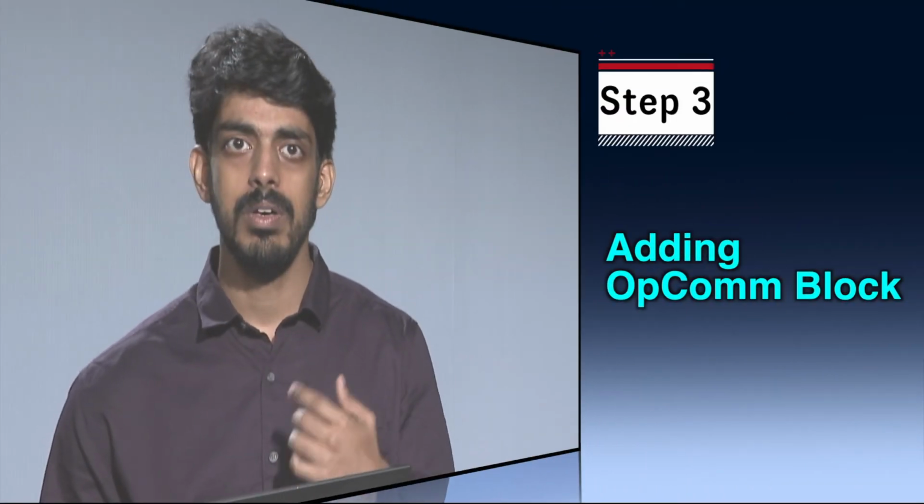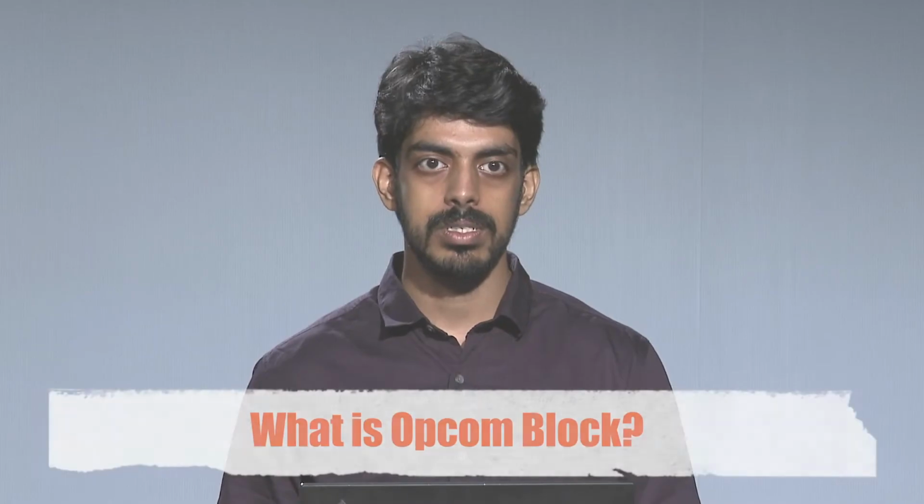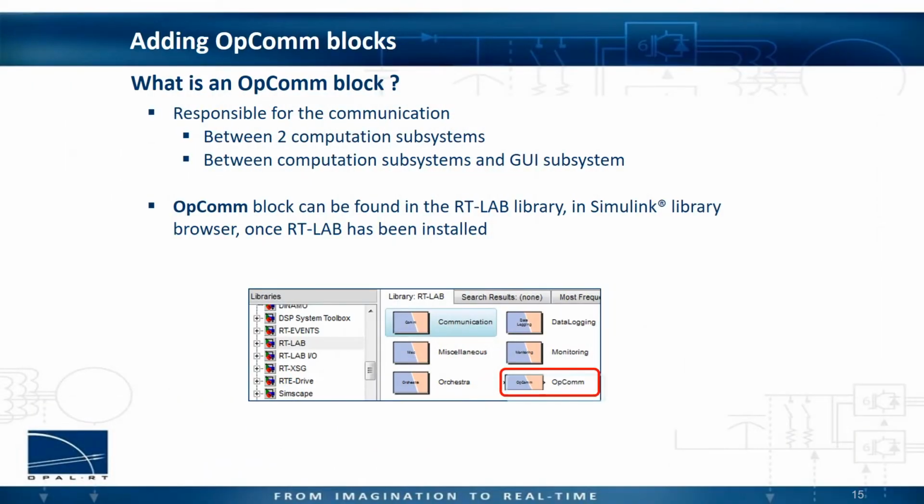Now, adding OpCom blocks. The next step is adding OpCom. First step was making the subsystem, second was naming, third was adding OpCom blocks. So what are OpCom blocks? Basically they establish communication between master and slave or master and console. The communication between master and console is asynchronous, but the communication between master and slave is happening between the cores on the processor chip, so that is done synchronously. There is no latency over there. So that is synchronous communication, but master and console will have asynchronous communication.